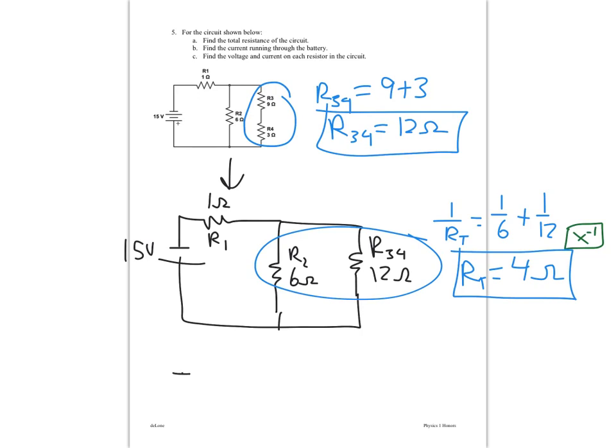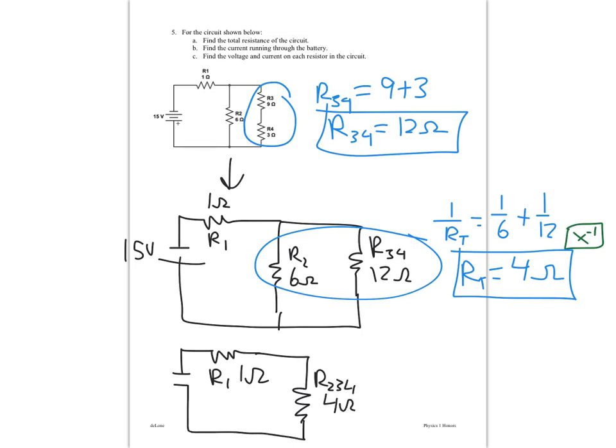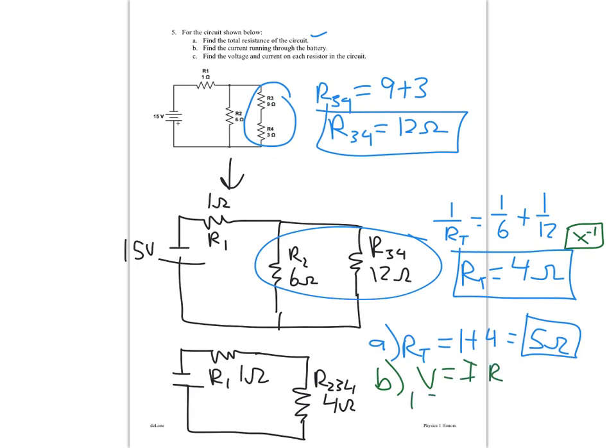And so we'll do one last redraw of our circuit here. Here's R1, which is 1 ohm, connected to R2,3,4, which is 4 ohms. All right. And so what we can do then is get the total resistance of the circuit, which is just 1 plus 4, or 5 ohms. So that actually answers question A, the total resistance of the circuit. For question B, we can go ahead and use Ohm's law, V equals IR. So 15 volts equals our current times our resistance of 5, which means our current is 3 amps. So that answers question B.